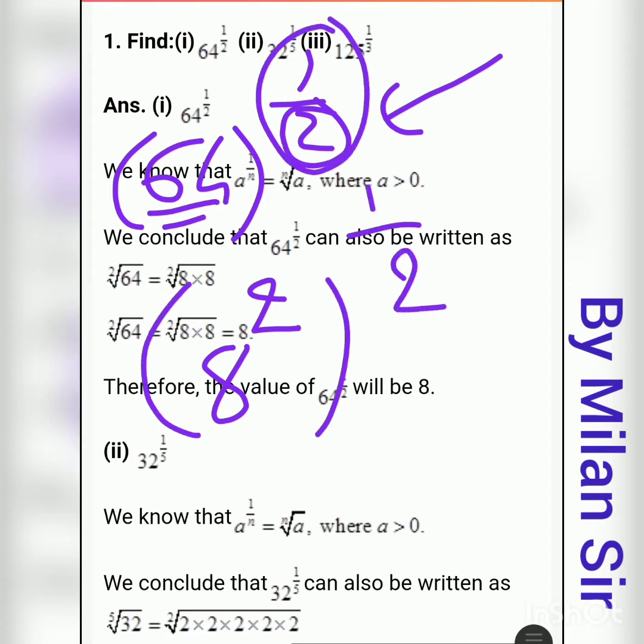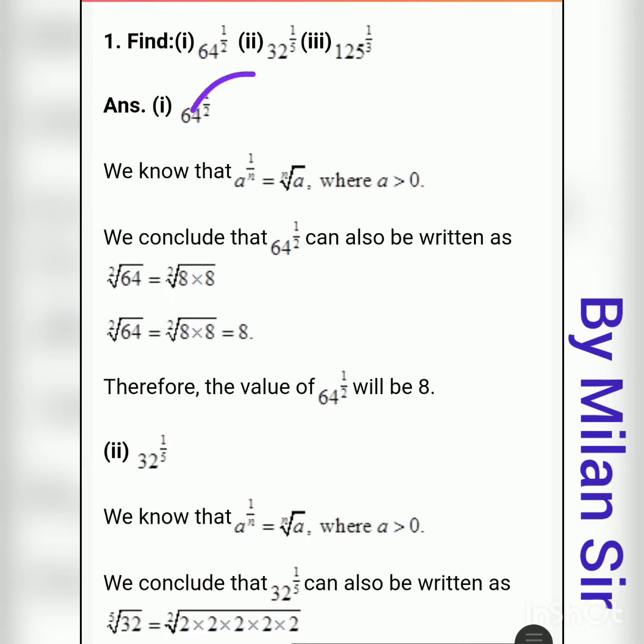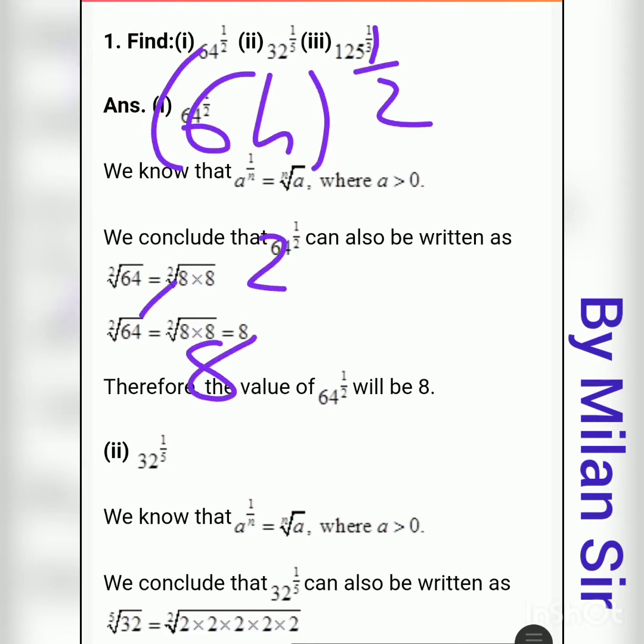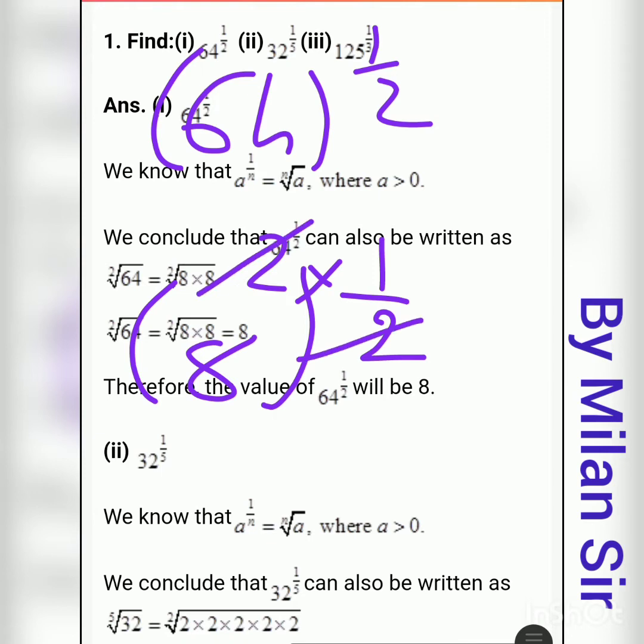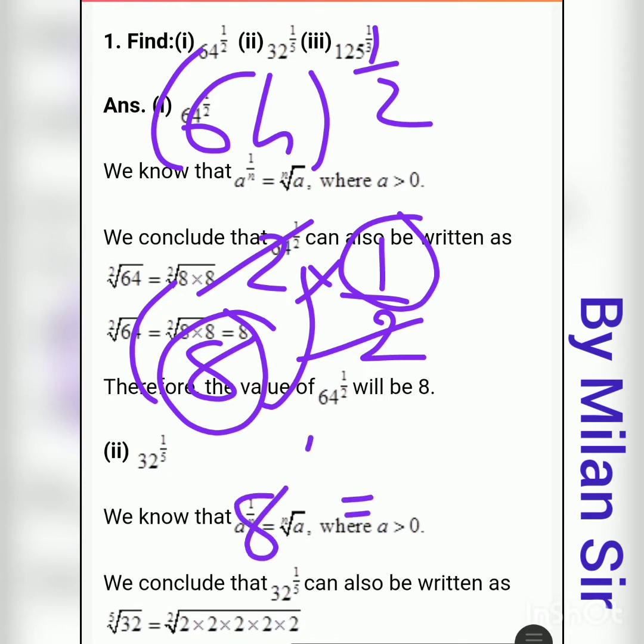Okay, now exponent of exponent we need to multiply, right? Here we have 64 raised to 1 by 2, we can write like this, 8 raised to 2, and here we have 1 by 2. Now in between we need to do the multiplication, right? So this 2 cuts, and 8 raised to 1, it's 8 only. Okay, so in this way we can find the answer.